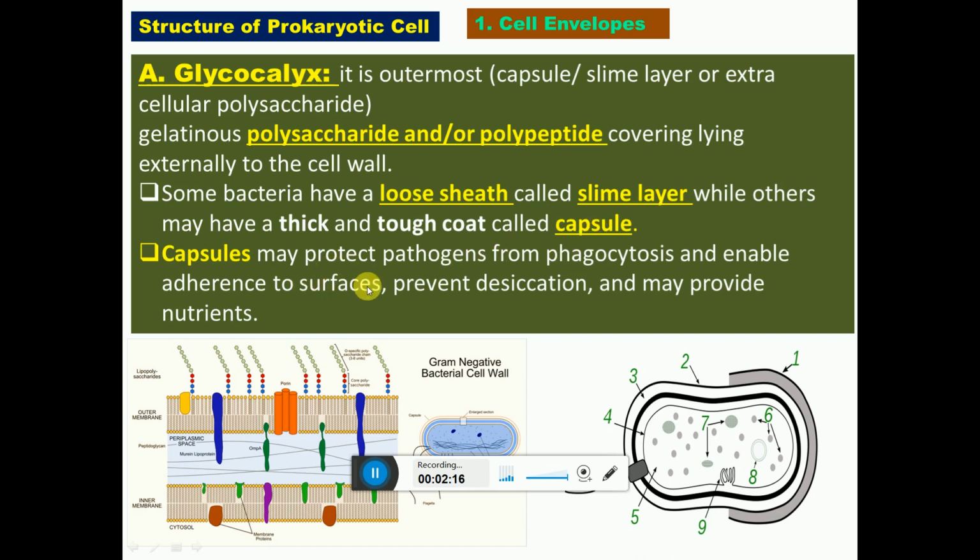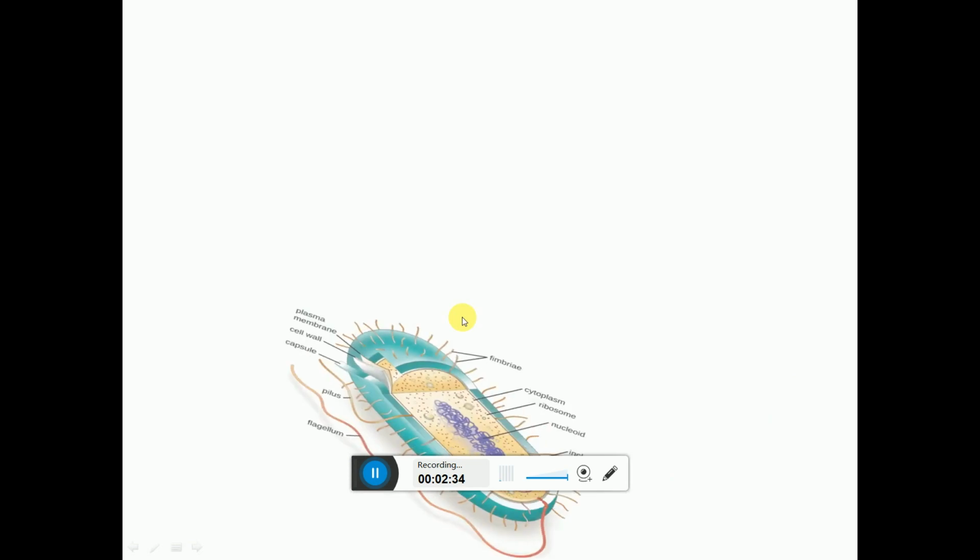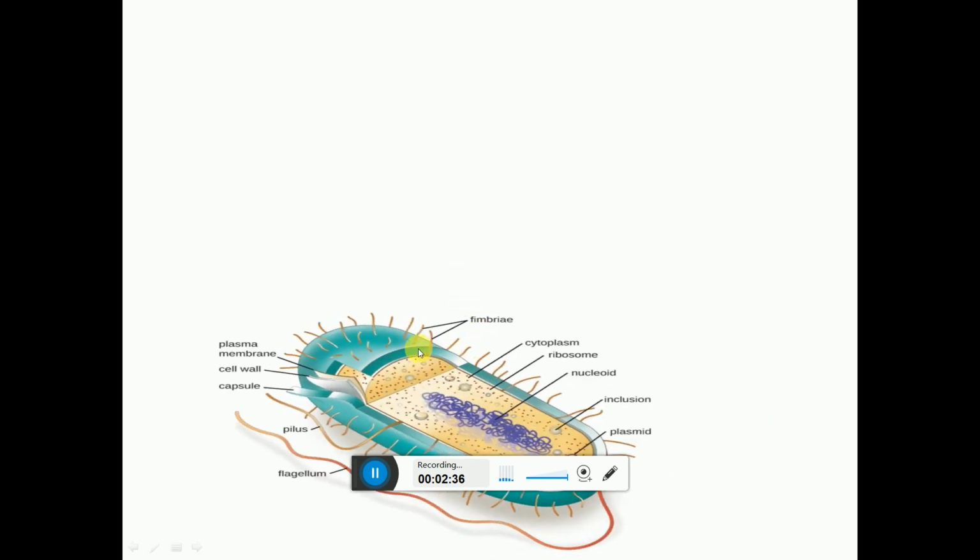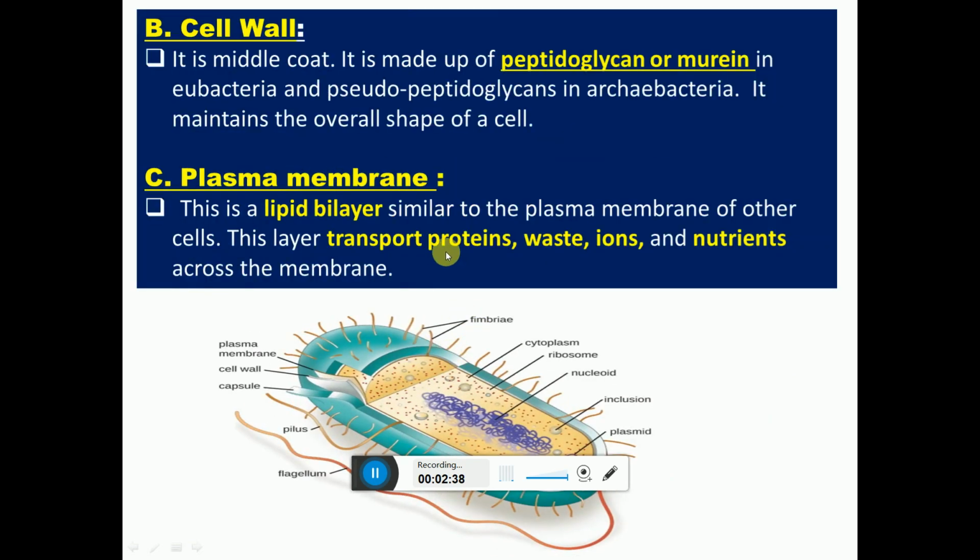The capsule may protect pathogens from phagocytosis, enable adherence to surfaces, prevent desiccation, and may provide nutrients. So these are the three layers shown of the cell envelopes of the prokaryotic cell. So this is the prokaryotic cell. You can see the structure.